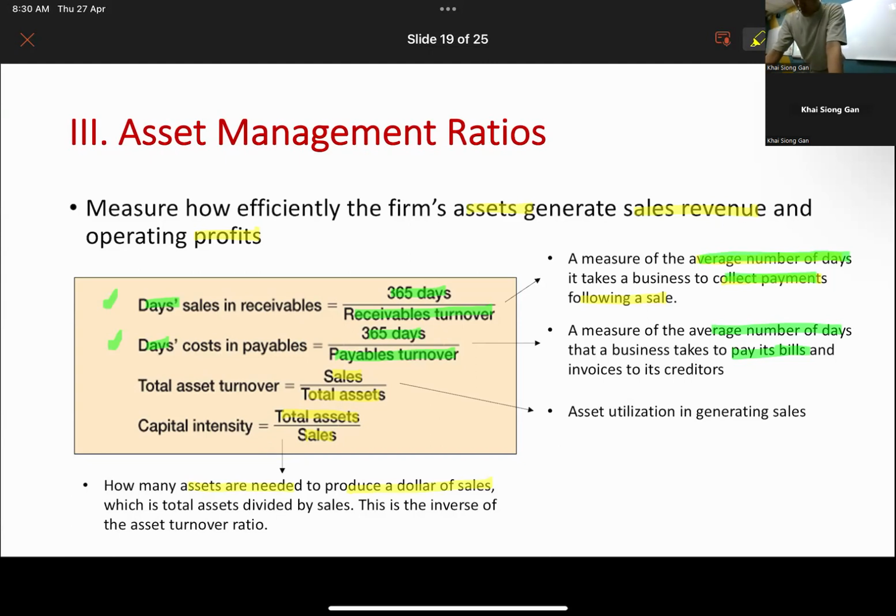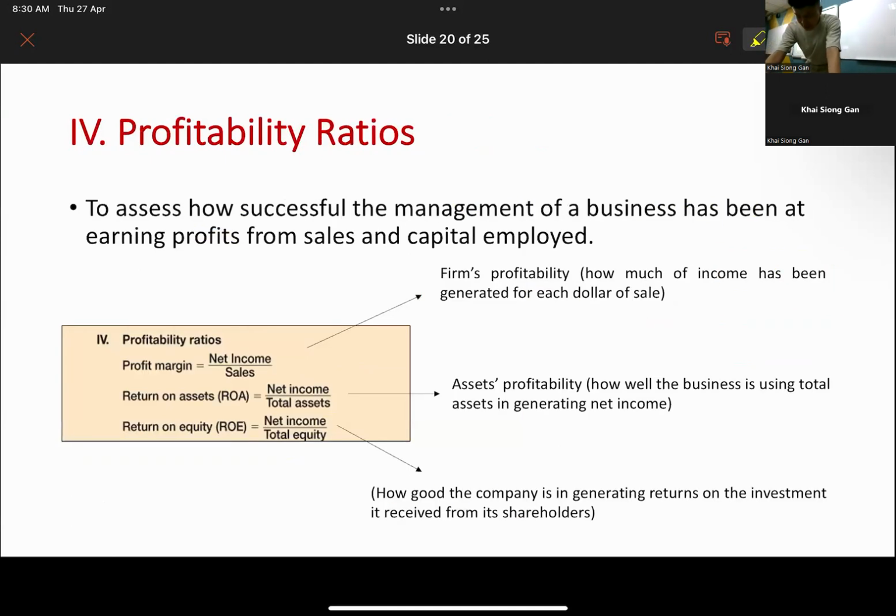Okay. Now, the next one, yeah, this is easy. It's about profitability ratios, to see how successful the business has been at earning profits, using sales, or capital employed, from the assets employed, or from the equity. So therefore, we have three ratios over here.